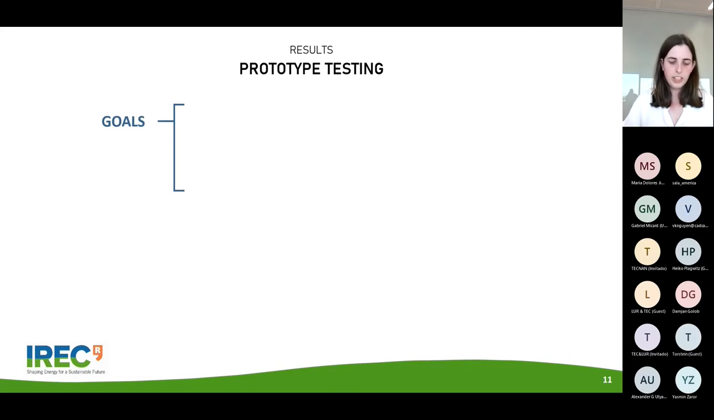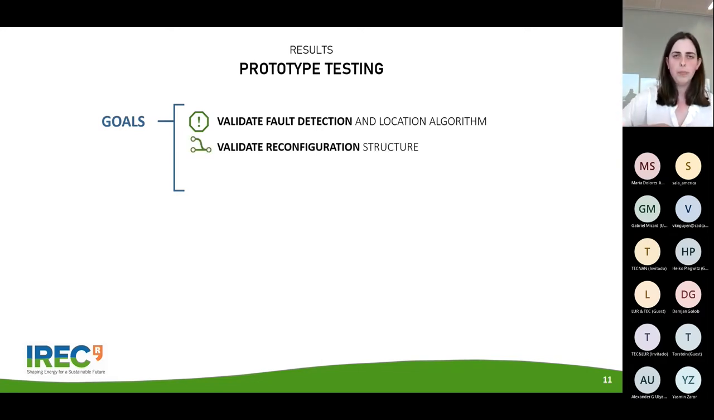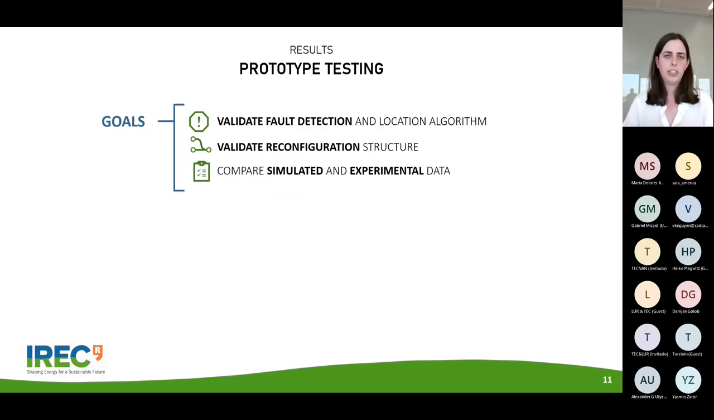So knowing the proposed circuit and how we detect the faults, let's move on to the results with this proposed technology. First of all, I will show you the results of some prototype testing. We do this prototype testing because we want to validate the fault detection and location algorithms, to know if with these algorithms we can really know where the fault has occurred. We also want to validate the reconfiguration we have proposed for this certain application, and compare simulated and experimental data.